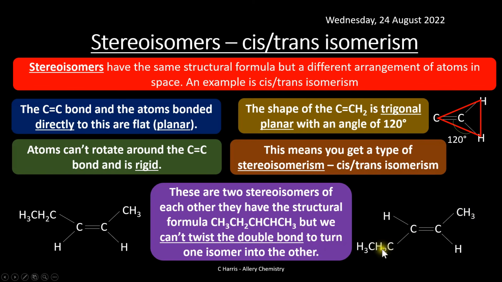Now you can see the molecules are kind of the same. You can see that just this CH2CH3 is now down at the bottom, but the hydrogen is at the top. These would have been formed separately from separate compounds during a reaction, and it just so happens that in this reaction the group ended up down in the bottom left, and in this reaction the group sits on the top left on this side. They have the same structural formula, but we can't twist that double bond to turn one isomer into the other, so they're distinctly separate, as you can see.